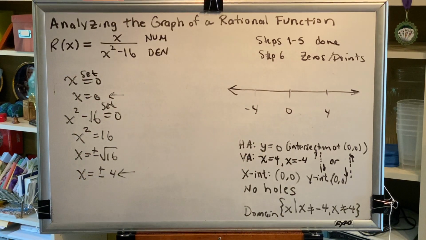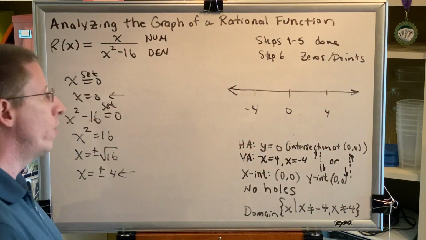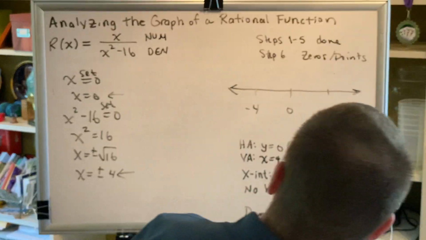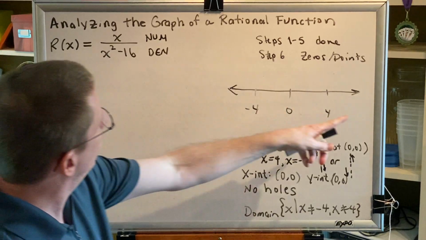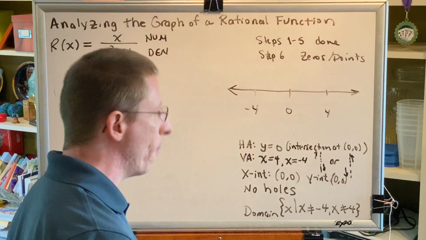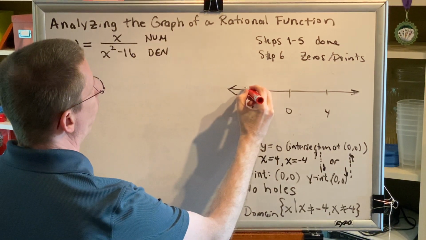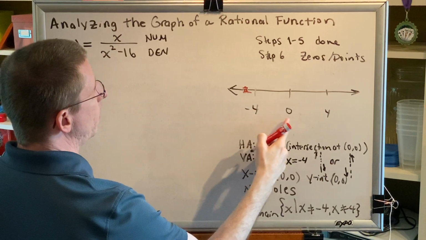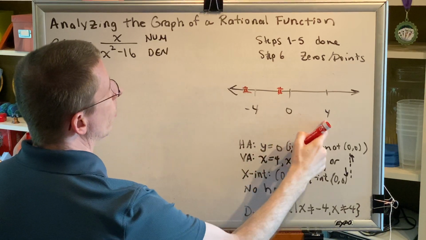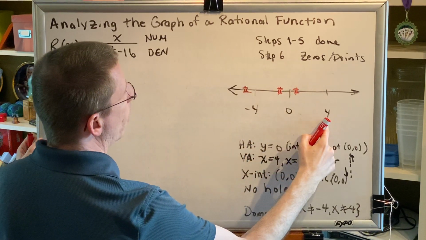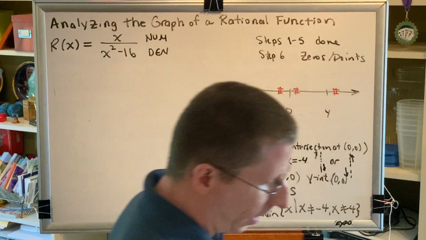The reason why these values go on the number line is because we already know something interesting about each one of these. What we don't know is what's happening in the middle. So we're going to pick one number in each interval created by these breaking points on our number line. For example, we're going to choose one number that is to the left of negative 4, one number between negative 4 and 0, one number between 0 and 4, and one number that is bigger than 4. And it's up to us to decide which number we would like to use.